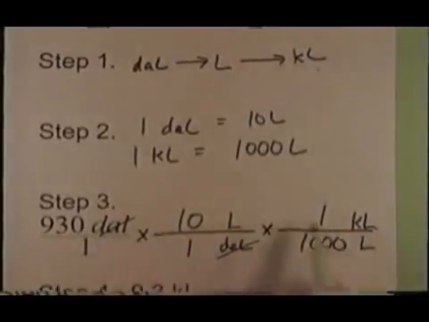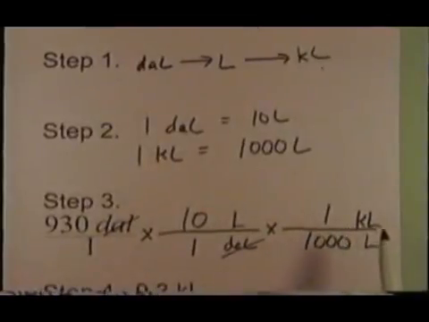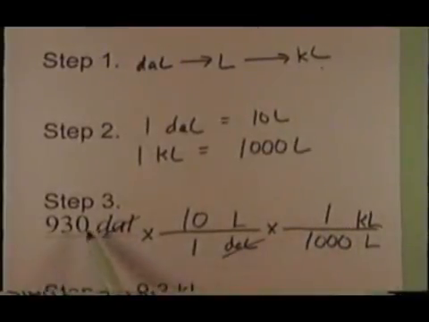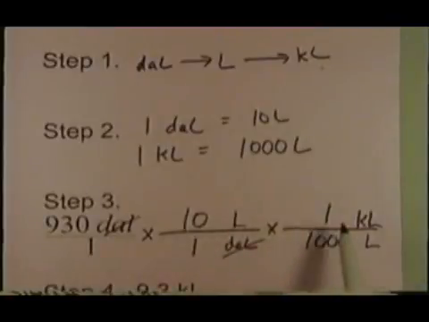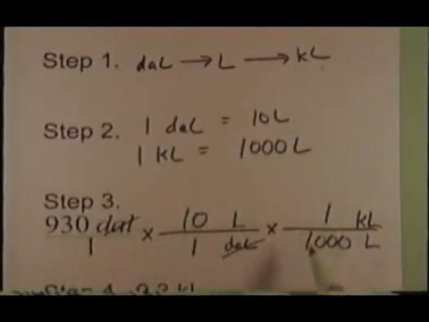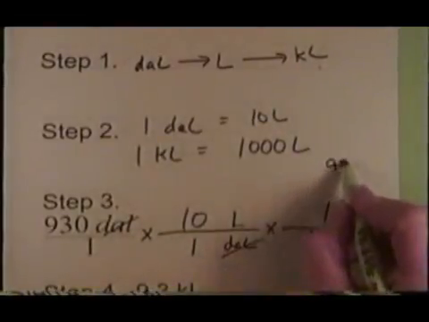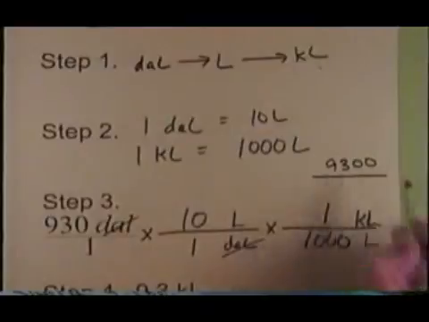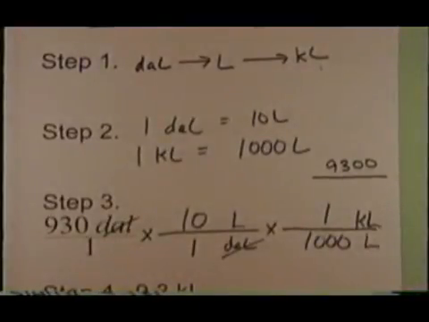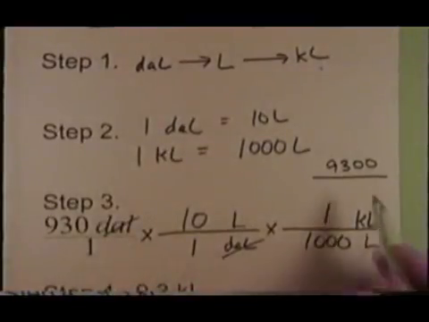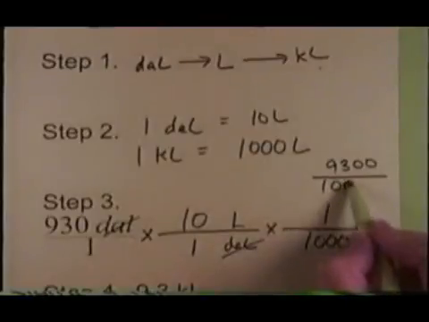Now, when we work this out, in this case there are a couple of things you could do. I'm first going to do it the way I've demonstrated for the other 2 problems. 930 times 10 would be 9,300 times 1 would be 9,300. And the denominator would be 1 times 1 is 1 times 1,000 is 1,000.